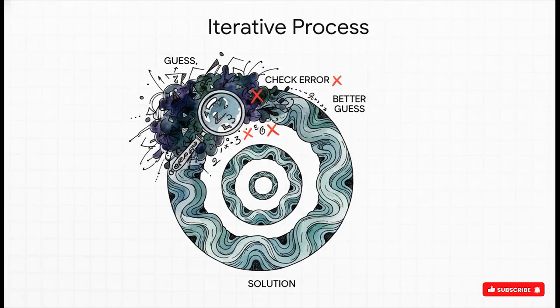So instead of solving it directly, it uses what's called an iterative process. You can think of it like a super smart version of guess and check. It makes an initial guess for how the fluid is flowing, then it checks how wrong that guess was, and it uses that wrongness to make a slightly better guess. And it does this again and again and again, maybe thousands of times.